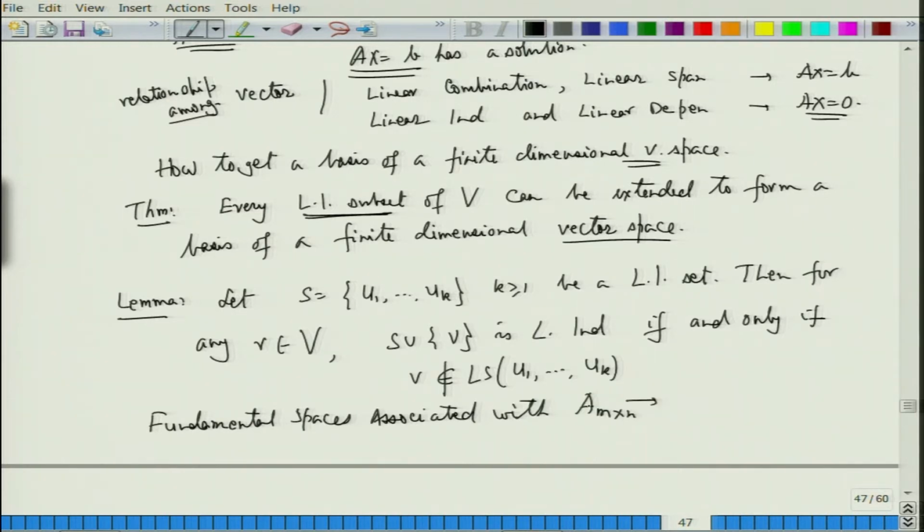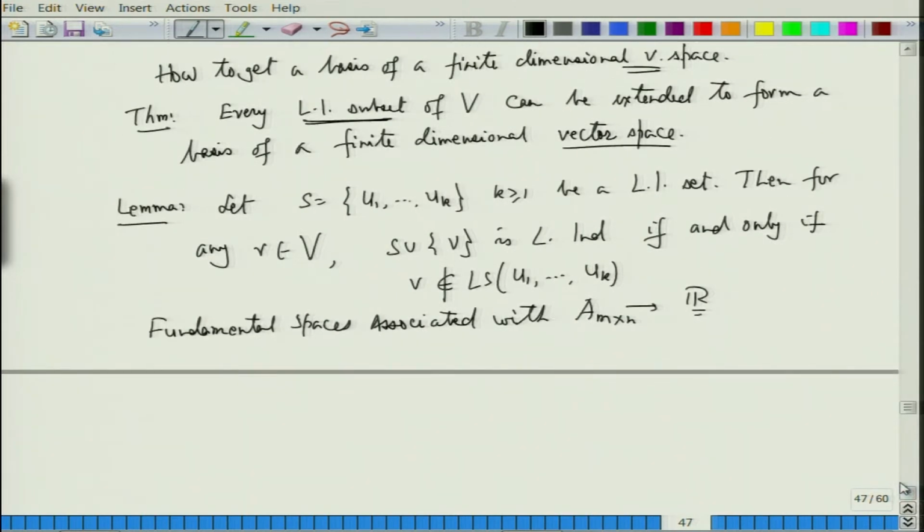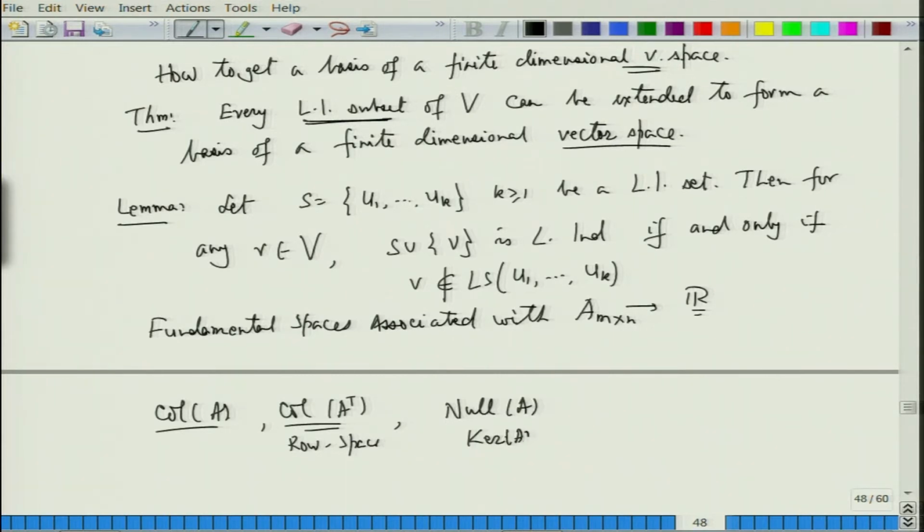We will be bothered only about elements coming from real numbers. So here we have the notion of the column space of A, the column space of A transpose, which was the same as the row space, and then there was the null space or the kernel of A, and the null space of A transpose, which was called the left null space.